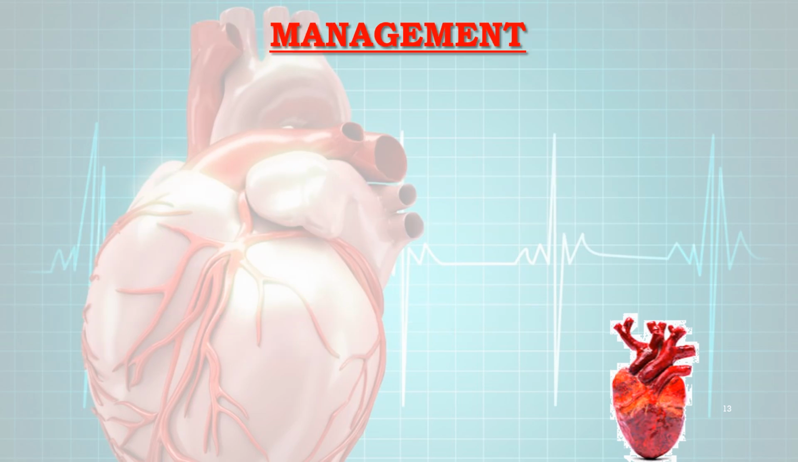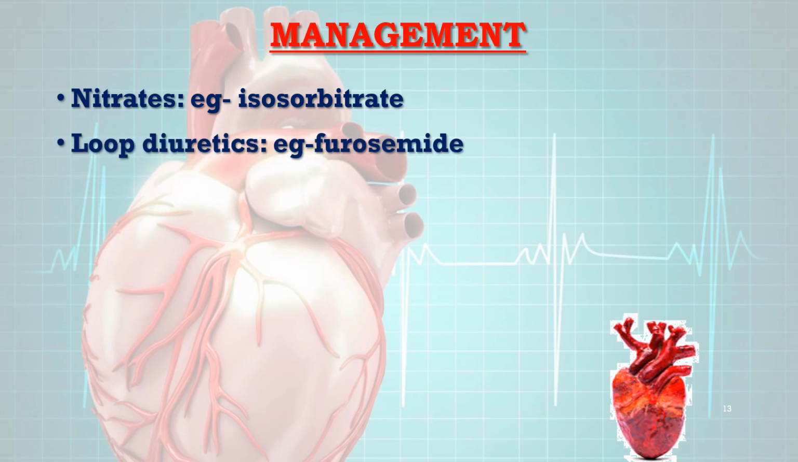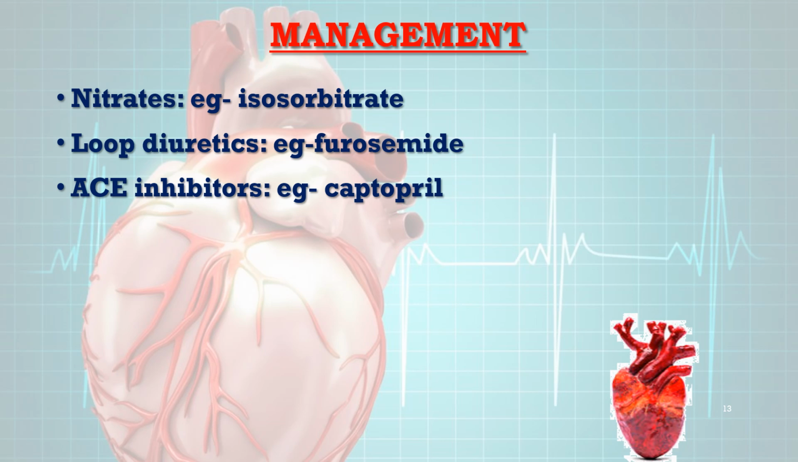Then management for dilated cardiomyopathy. So the first drug of choice is nitrates, for example isosorbide dinitrate, or similarly nitroglycerin, all kinds of drugs are there. Then loop diuretics, furosemide. If there is a fluid overload, it will be reversed by administration of a loop diuretic. Then ACE inhibitor. ACE inhibitor means angiotensin converting enzyme inhibitor, and the drug of choice is captopril.